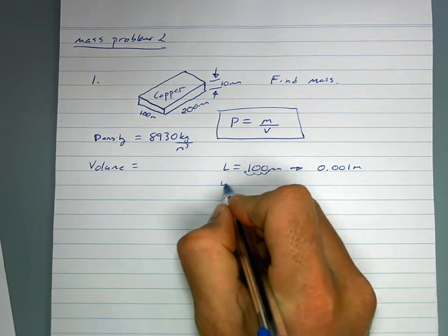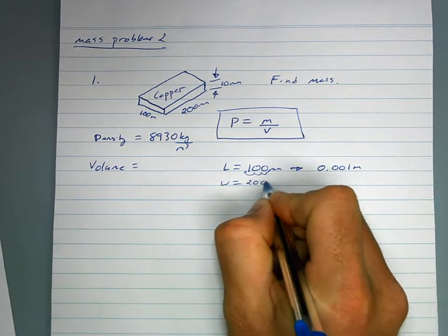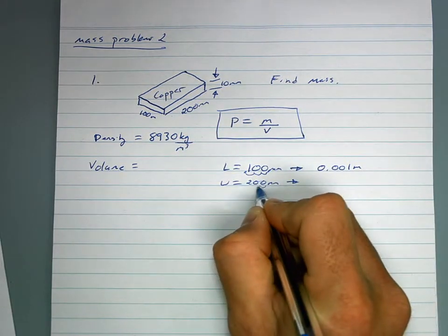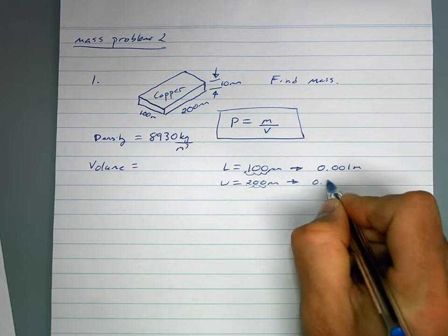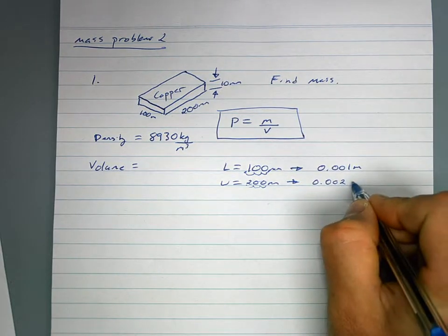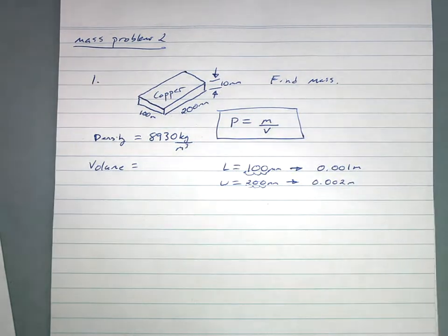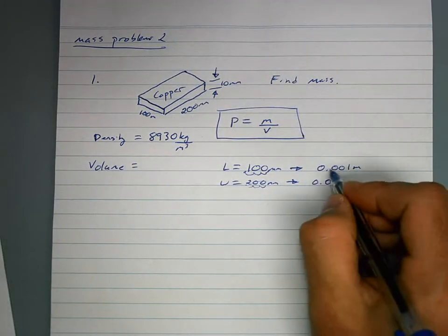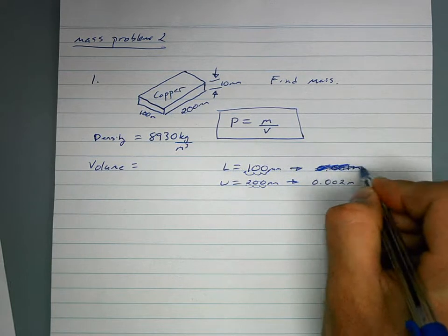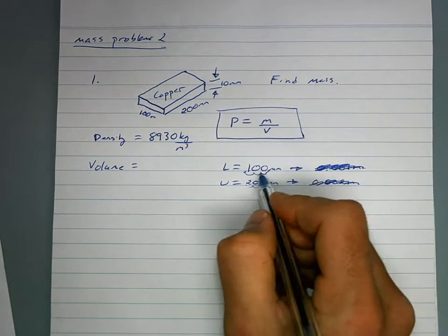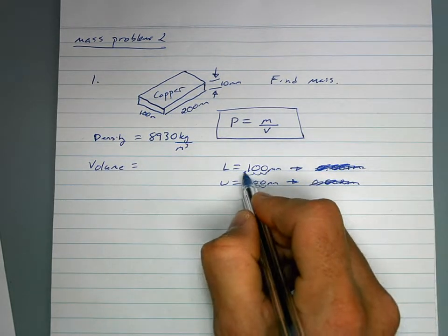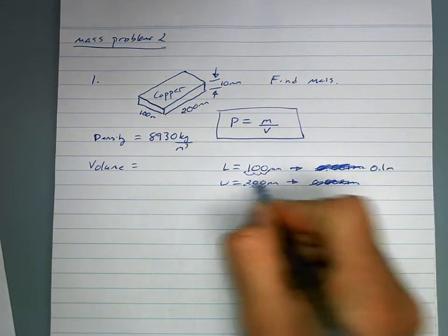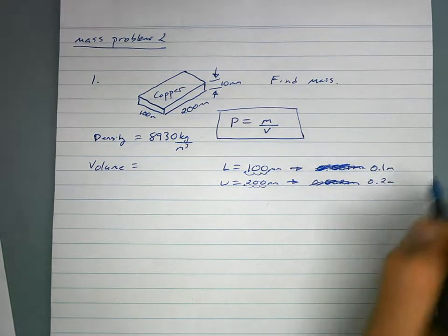Okay, our width is 200 millimeters. So if we move our decimal spot 3 places to the left, we now get 0.002 meters. Oops, sorry, I'm screwing this up. Hang on. Sorry, if we move these 3 spots to the left, you get 0.1 meters. And 3 spots to the left, you get 0.2 meters.